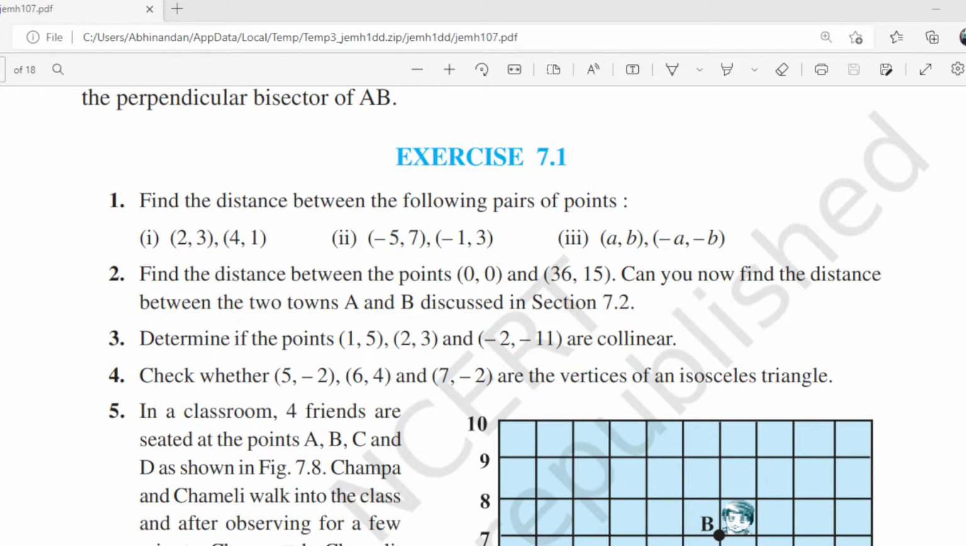Let's move ahead, we will do the first question. The first question says: find the distance between the following pair of points. We have to find the distance, so definitely you apply the formula. Only one I'm going to solve, and then the remaining you can solve.